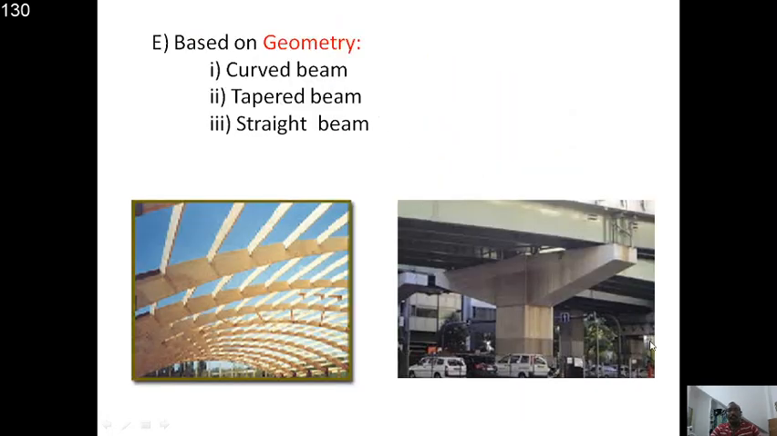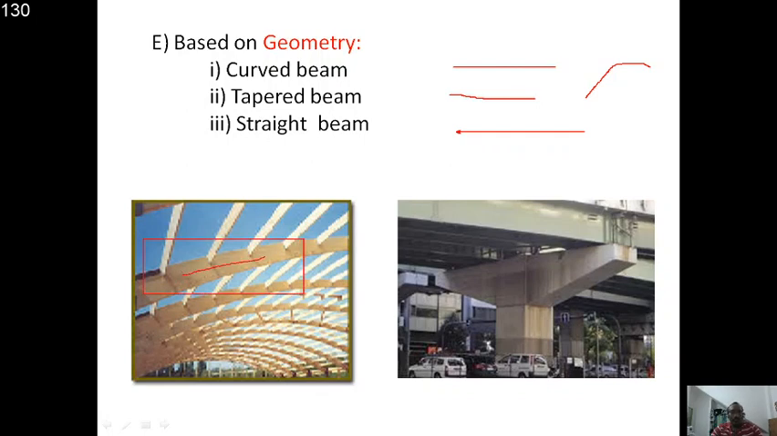Coming to the geometry, we have the curved beam, tapered beam and straight beam. First, understand what a curved beam is. In general, a beam should be straight in nature, right? But here the beam is not going to be straight. It is curved in nature like this. You can see in the figure, it is a curved nature. It is curved, right?